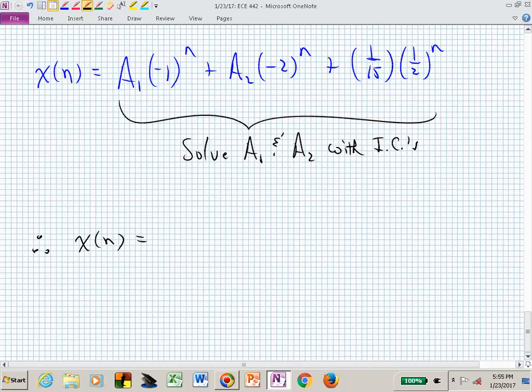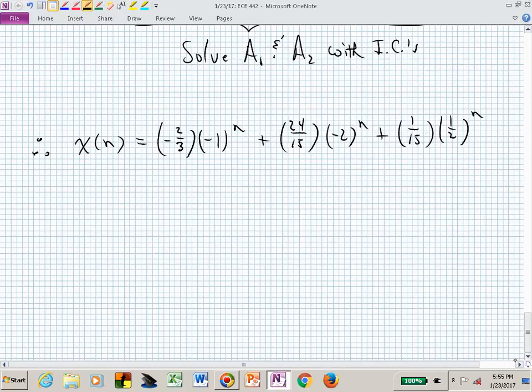So now what do we have? We have x of n is now minus 2/3 times minus 1 to the n plus 24 over 15 times minus 2 to the n plus 1 over 15 times 1/2 to the n. And now we have a closed form solution for x that satisfies that forced linear difference equation that we started with.